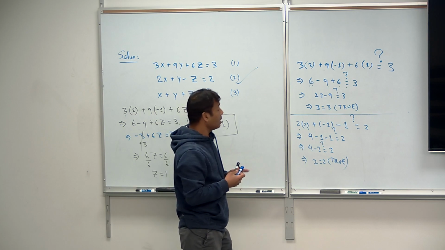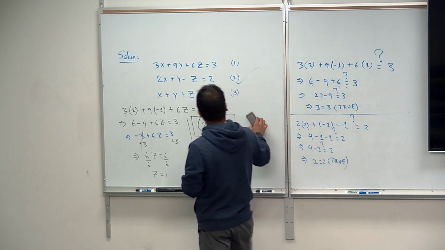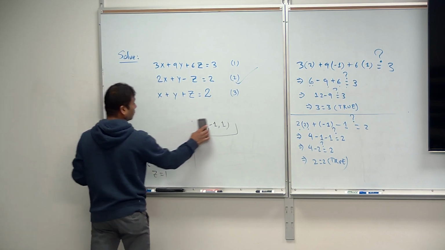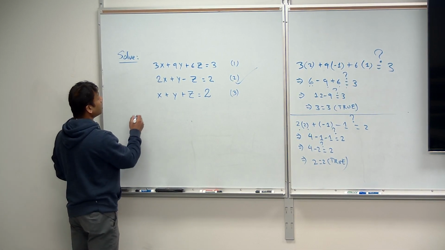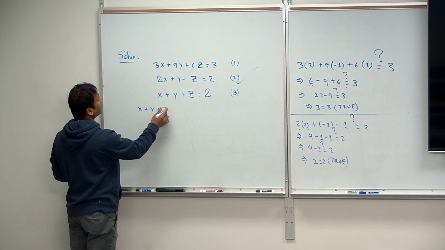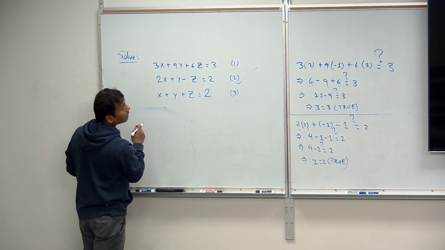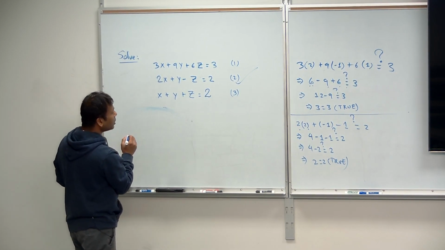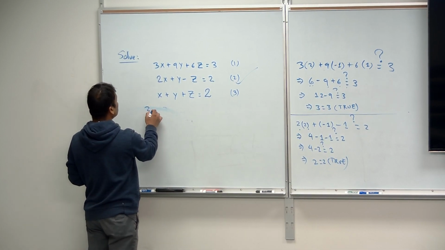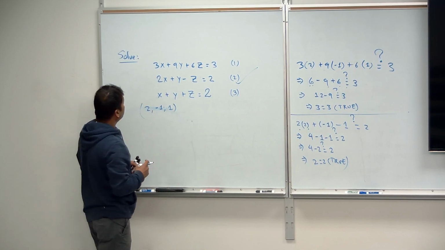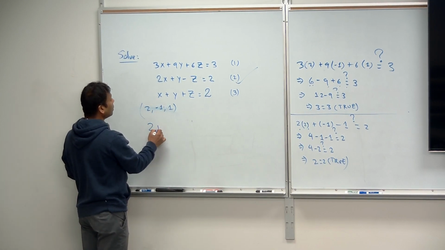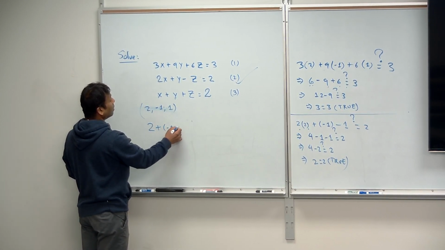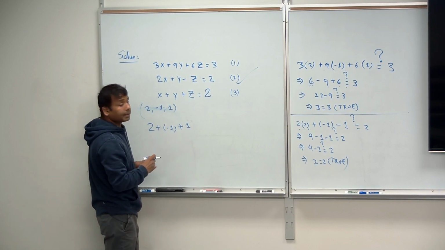That makes sense? So now you can check in the third equation, okay? What do you have in the third equation? You have x plus y plus z equals 2, right? So what is the value of x? X is 2, y is -1, and z is +1. Is that right? 2, -1, and +1, right? So now you plug in: 2 plus, what is y? Y is -1, plus, what is z? Z is 1, right? So equals 2.